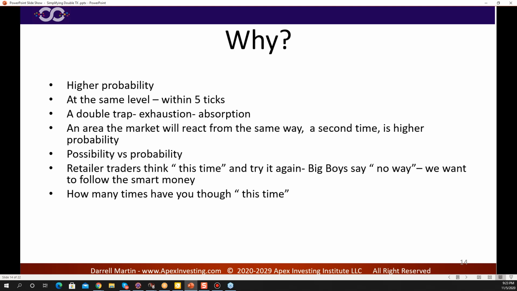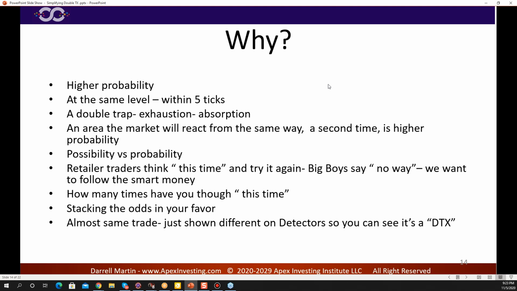Another trap. Another taking advantage of people's emotions, because we've all done it. We've all said, oh, this is it. This time it's going to happen. I'm going to jump in again. And so that's why it can be a little higher probability trade, stacking those odds in your favor, and something we want you to be aware of to see that that's happening. And therefore, the detectors are there.